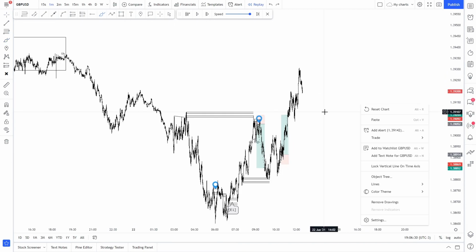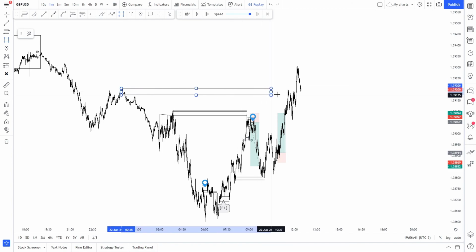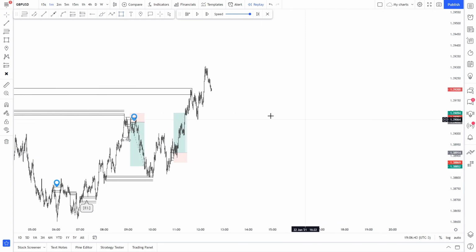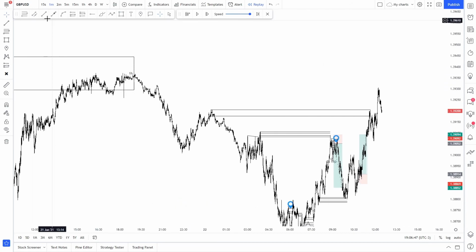So as you can see, we had that area drawn, and it caused a complex pullback on this now bullish trend, right? This area that we have here, let's see what it caused. It caused a pretty strong structure, pretty strong reaction to it, right? And then we have that one. Did it react to this one?